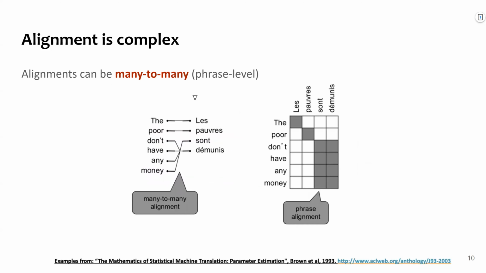And there are also some cases where alignments can be many to many. In this case, we need to analyze the alignment at the phrase level. Here, 4 words correspond to 2 words. This is one of the cases of many to many alignments. And when you look at this alignment matrix, you can see multiple alignments.